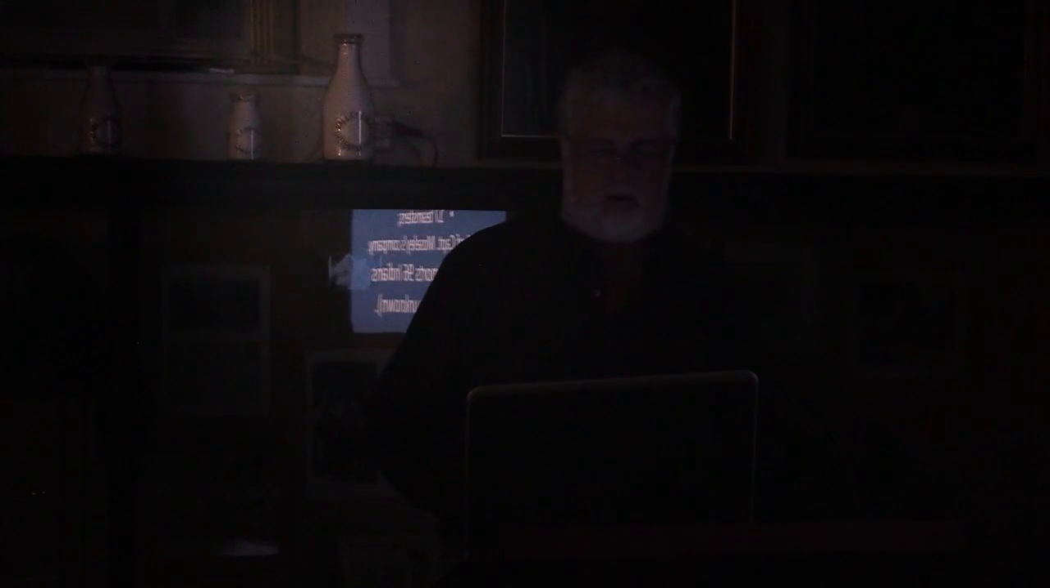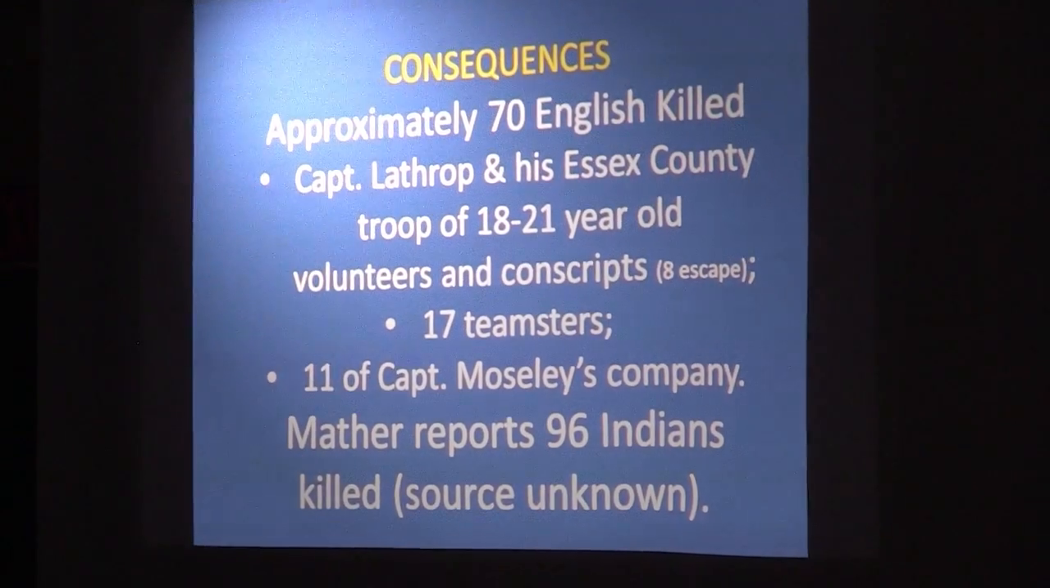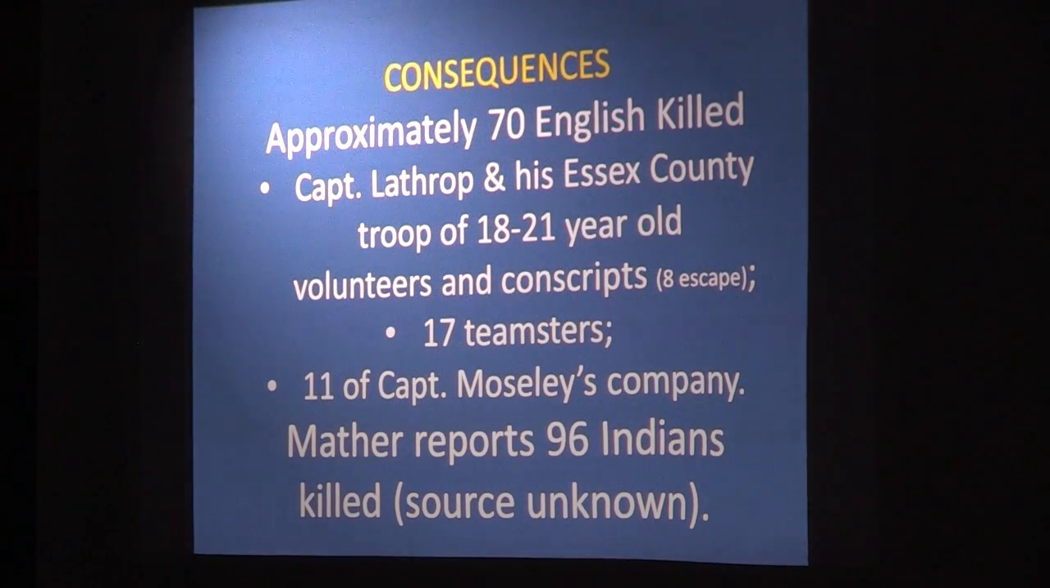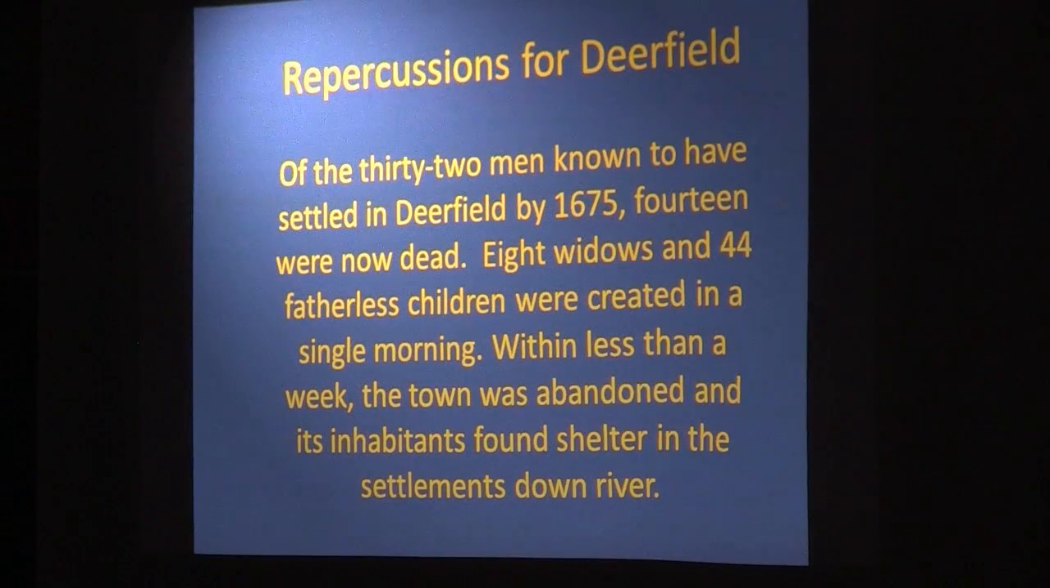Okay, so consequences of Bloody Brook. We've got 70 English killed, Lathrop and his troop from Essex. We've got 17 Teamsters dead, one living. One actually escapes and makes it back to Hatfield. And then 11 of Captain Mosley's company, and then Mather reports 96 Indians killed. And John and I someday will eventually agree on the exact numbers, but we're going back and forth. But here's the repercussions.